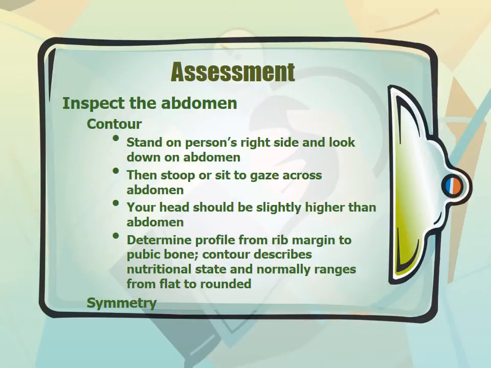Inspecting the abdomen. I said already that you would stand on the person's right side and determine their profile from the rib margins. But what about the symmetry? We want to make sure that we shine a light across that abdomen, both towards you and away from you, or you can actually shine it lengthwise across the person, and it should look smooth. It should be symmetrical on both sides. One side should look pretty much the same as the other side, right?